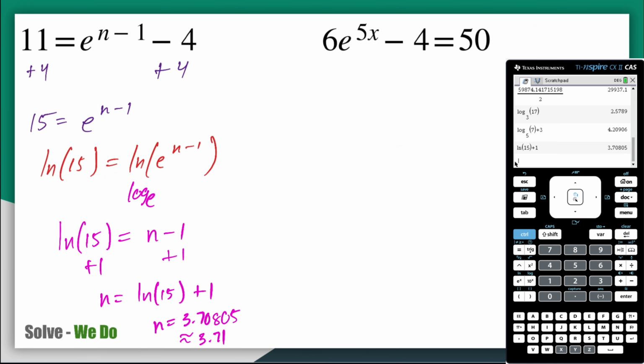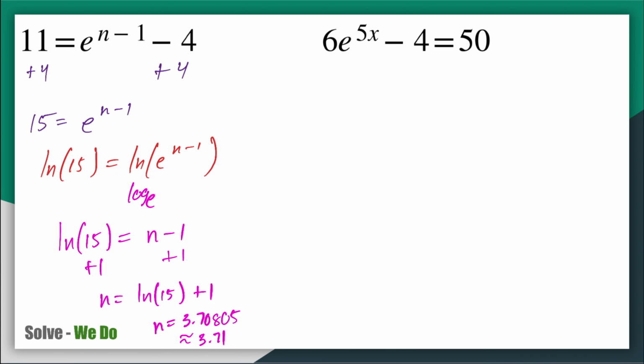Okay. All right. Now I want you guys to try this one. Isolate your e to the power of 5x, and then do the inverse, and then I'll go over it. So I want you guys to pause it and give it a try. All right, so hopefully you're able to get that.